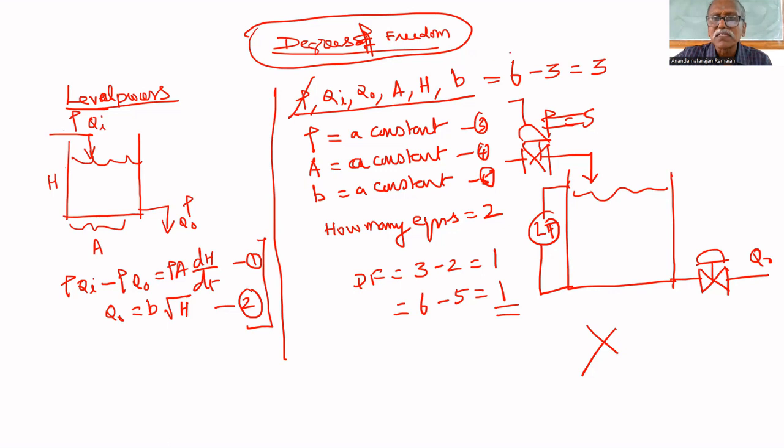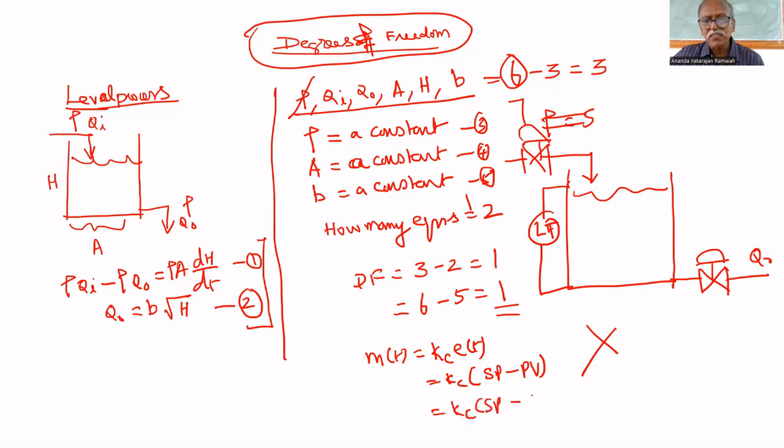So here the number of variables is 6. That's why the number of equations should be 6 only. If you are implementing a controller, that is also an equation. What is the controller equation? The manipulated variable m of t equal to, suppose you are implementing a proportional controller, Kc multiplied by E of t. That means Kc times set point minus PV, where set point is constant and PV is level H. That is also one equation.